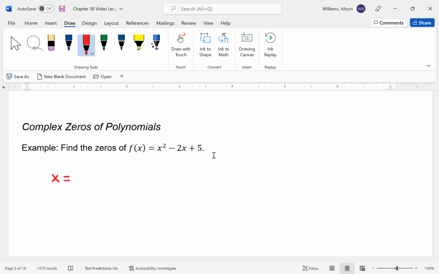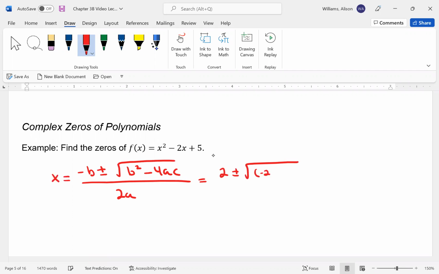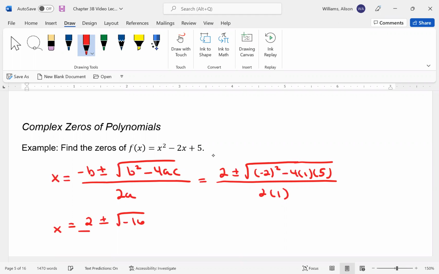So the quadratic formula is negative b plus or minus the square root of b squared minus 4ac all over 2a. That's a sad looking c. Let me fix it. There we go. So for our problem, that would be 2 plus or minus the square root of negative 2 squared minus 4 times 1 times 5 over 2 times 1. Okay, and what we're going to get is a square root under this denominator here. So that's going to be 4 minus 20, right? Negative 2 squared is 4. 4 times 1 times 5 is 20. So 4 minus 20 is negative 16 over 2.